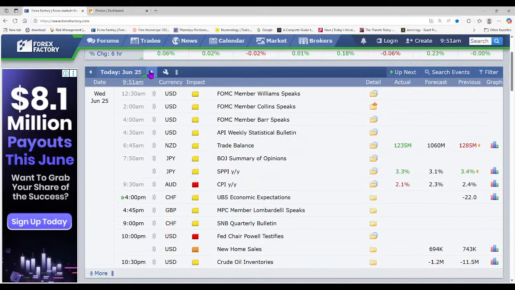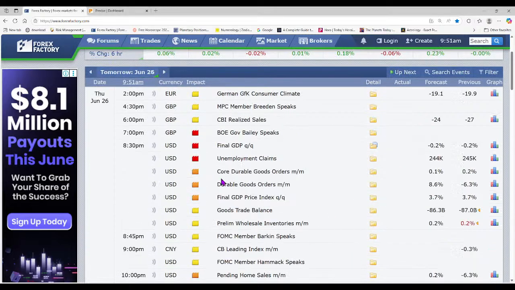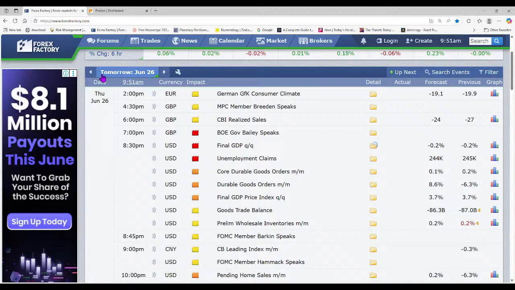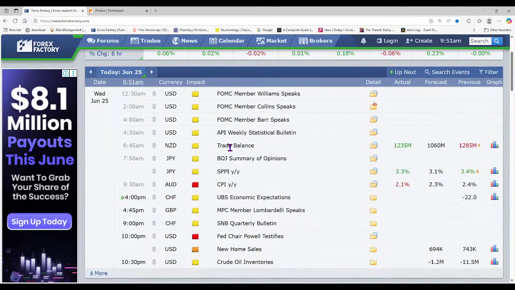And tomorrow we have from the US the GDP, unemployment claims, a couple of data, durable goods and orders, and also the BOE governor is giving a talk, followed by the pending home sales. Tomorrow we have a lot of data to digest, so we have to take note of that. So let's move on to see our trades.